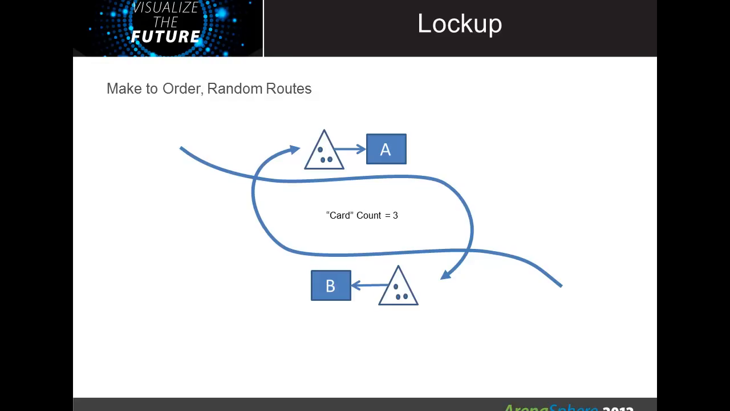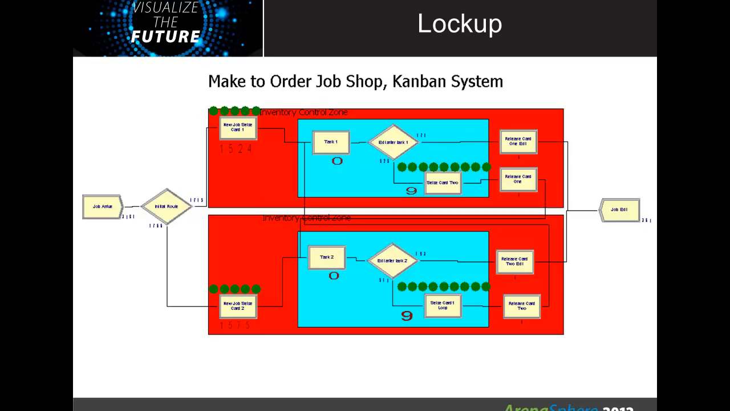So we have to have a mechanism that checks for this and unlocks it and frees it up. And I do that here in this system. So here's a make-to-order job shop Kanban system. And in this system, I am randomizing the route.